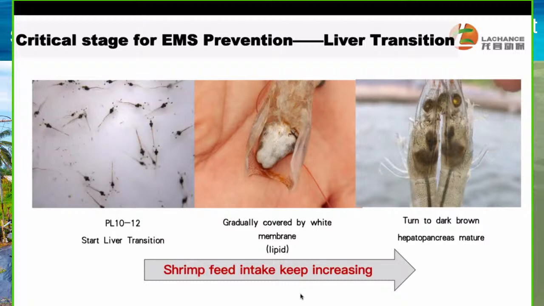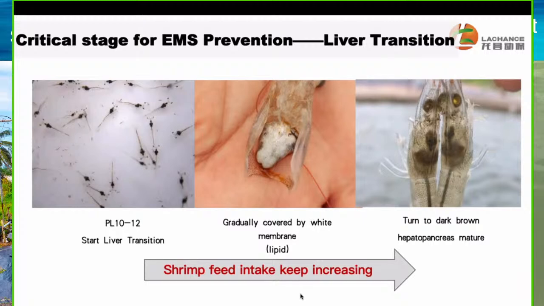And then when the shrimp's liver transition is already over, you can see the shrimp's cells have been completed, and there are some yellow things. You can see something yellow under the microscope. That is the lipids. That is the lipids stored at the hepatopancreas. They will adhere to the hepatopancreas cells. We also call it hepatic lobule.